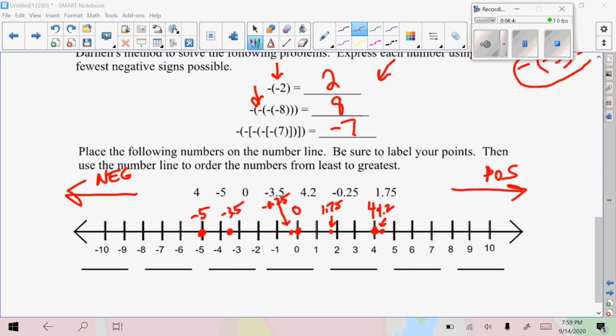So it should look something like this, and once they're on the number line, now you can just go in order from left to right. So the smallest number here is -5, -3.5, -0.25, 0, 1.75, 4, and 4.2. All right.